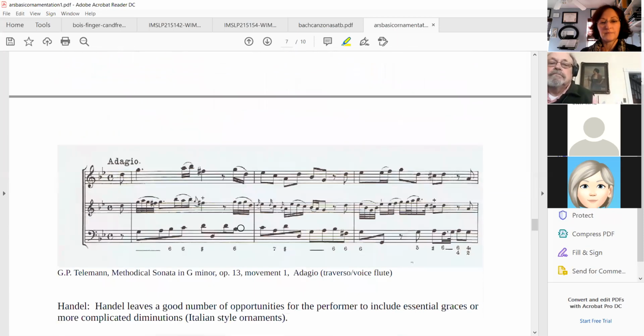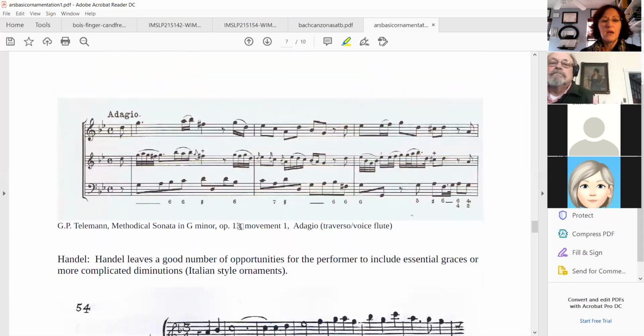So here's his example. This is the Telemann Methodical Sonata in G minor. It is the key for traverso or voice flute. There are versions that are transposed for alto recorder, but this particular example fits pretty well in the alto recorder, so there's no worries there. You can see up top here that this is the plain melody.